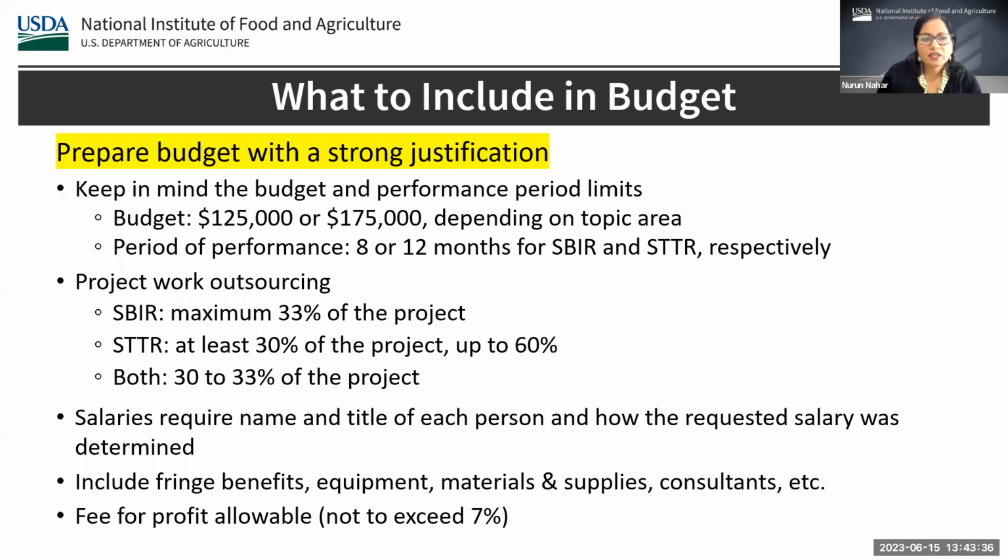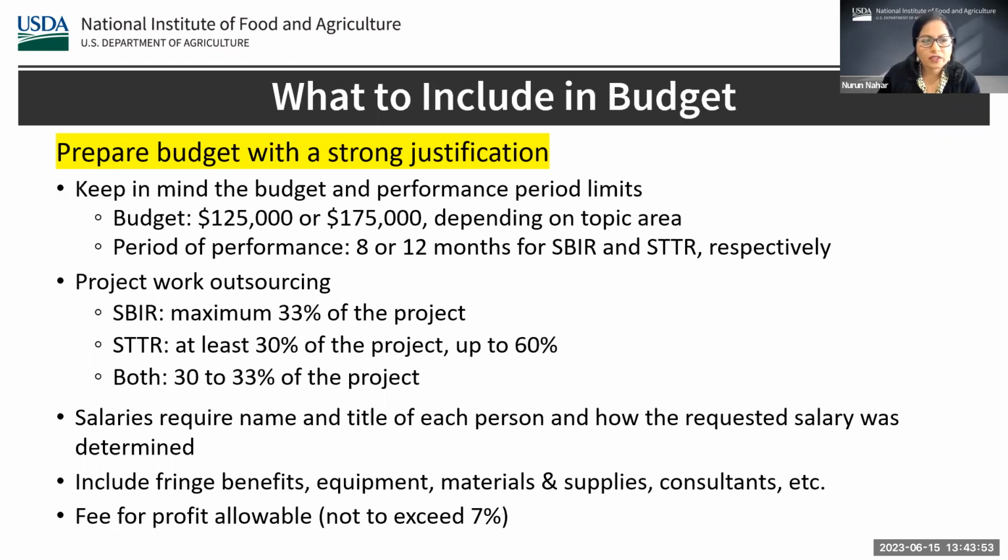Now, looking at the budget, prepare the budget with a strong justification. We mentioned that your budget cannot be more than 175,000. It's between 125 to 175, depending on the topic area. And then think about the period of performance. You are looking at 8 to 12 months.